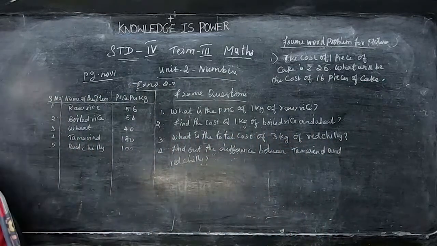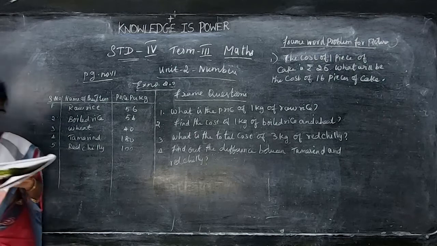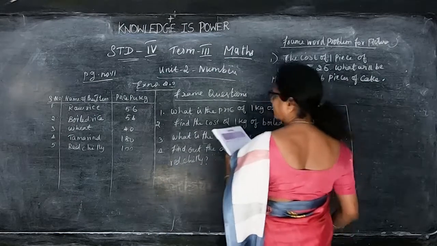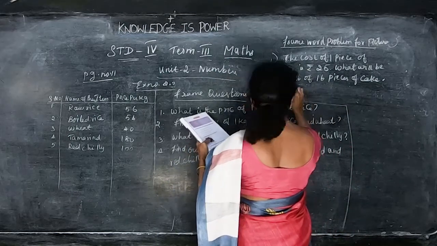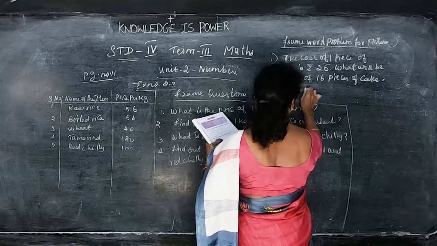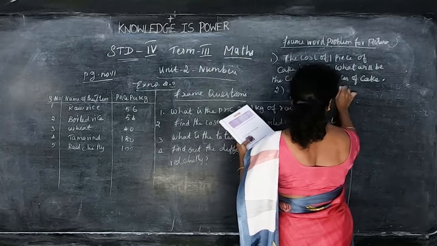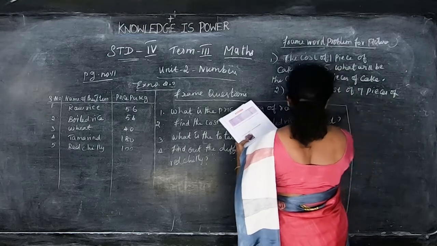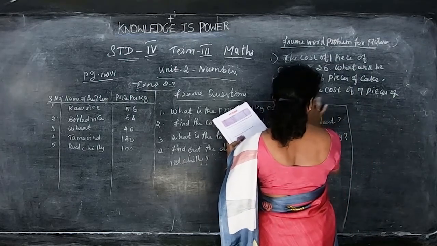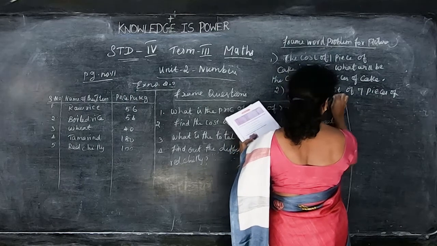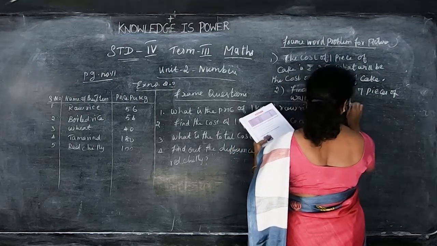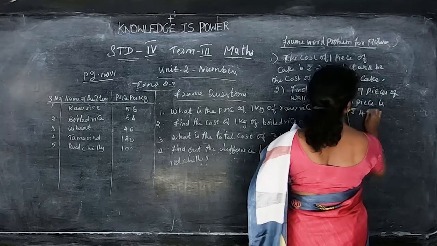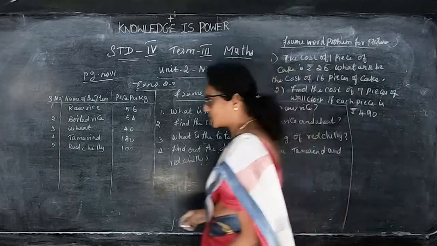And now, next one, they have given the clocks. How many clocks are there? 1, 2, 3, 4, 5, 6, 7 clocks. So for that also you can frame the questions. Find the cost of 7 pieces of wall clock if each piece is ₹490. So this is the way of framing the questions.